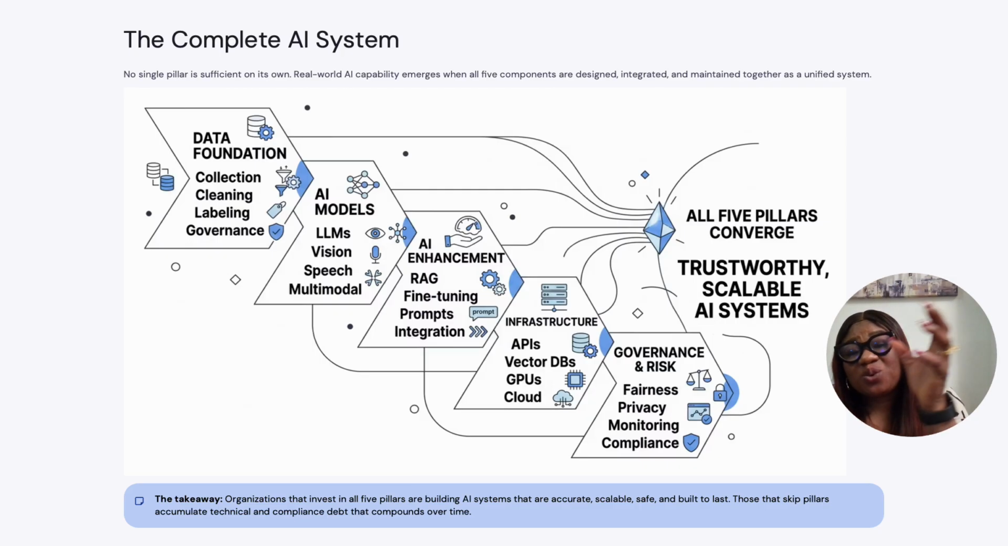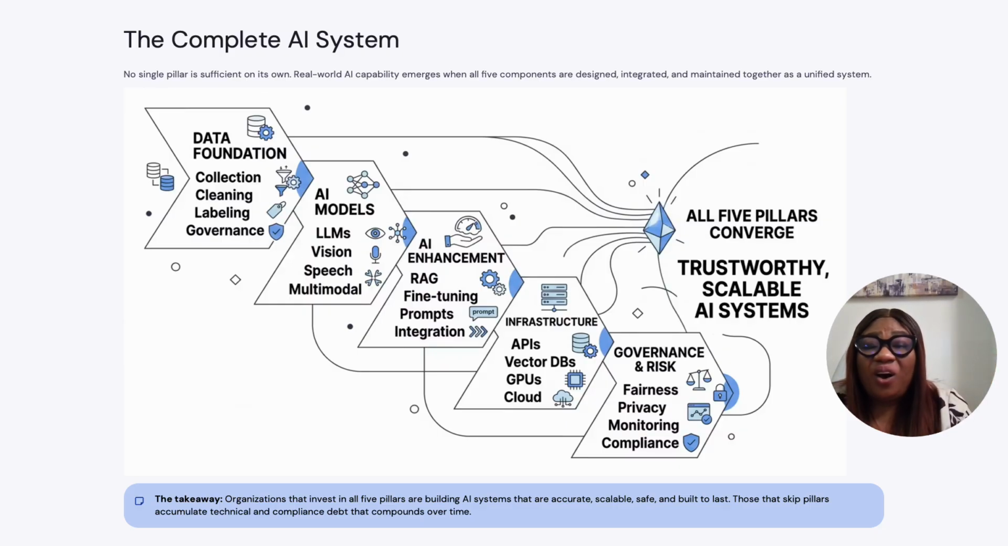So when all the five pillars come together, we have what is known as a complete AI system. Because if you look at it, the data will provide the foundation. The models, they are the ones that will provide the intelligence. All the enhancements will actually improve the accuracy. Then, the infrastructure allows the system to scale. And the governance is what will ensure that the system remains trustworthy.